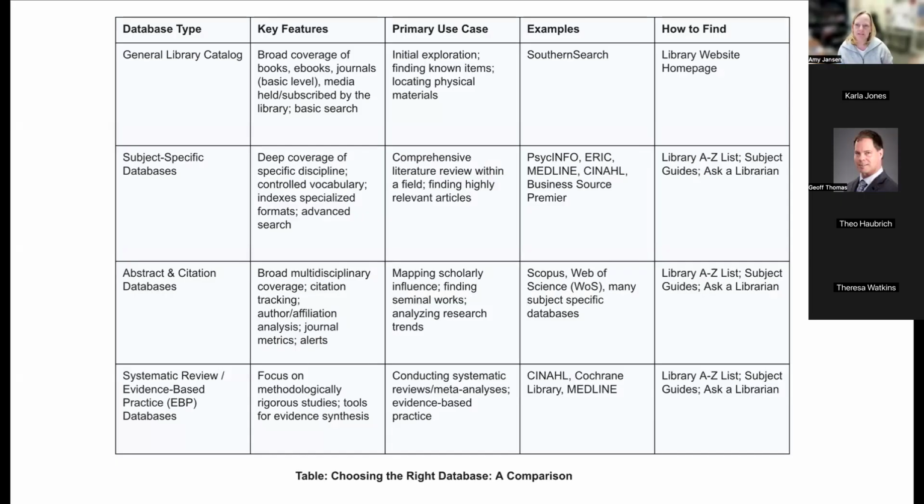So I have this table that covers those subject-specific databases and the general library catalog, which you all know. Even if you haven't done a lot of searching in Southern Search, you probably know the concept of what you're looking for in a library catalog, that broad coverage. The subject-specific databases have that deeper coverage, and our abstract and citation databases are very often broad and multidisciplinary, and they can do citation tracing and tracking.